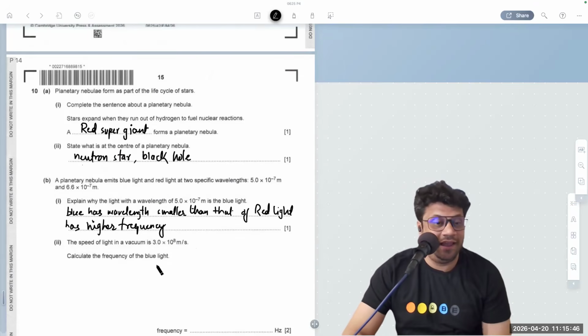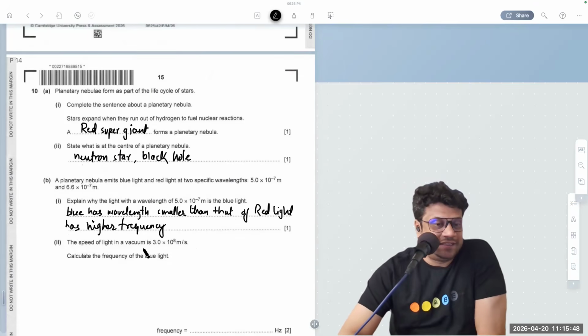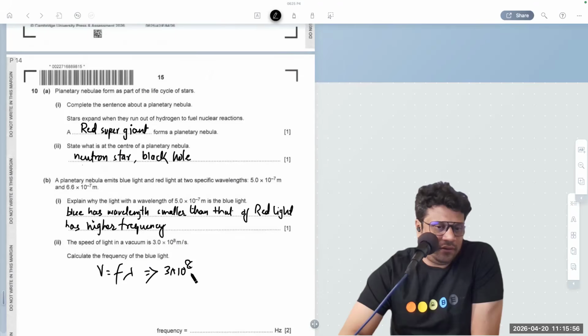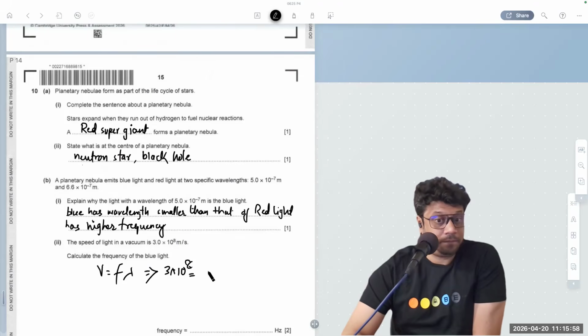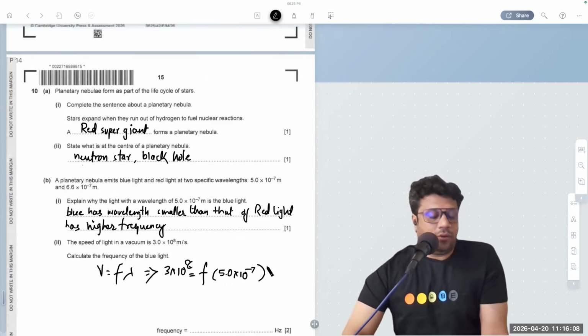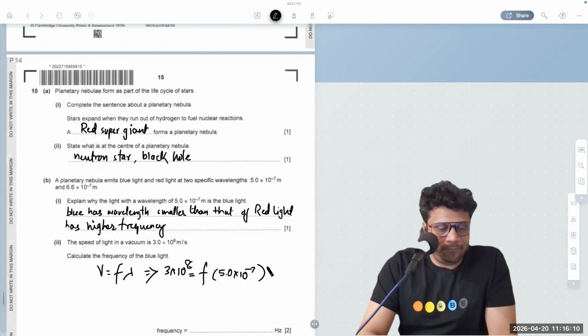Let's see, because the speed of light in a vacuum is this. Calculate the frequency. We use the formula v equals f lambda. So 3 into 10 to the power of 8 equals f times the wavelength. f is what we are trying to find. Wavelength is 5.0 into 10 to the power of minus 7. Okay, so let's see.